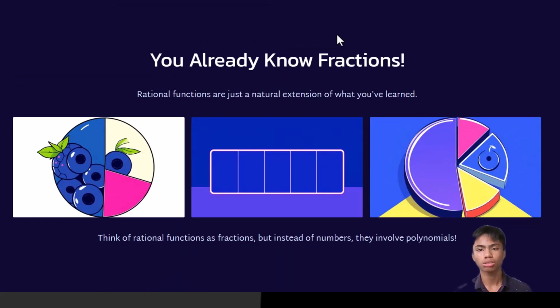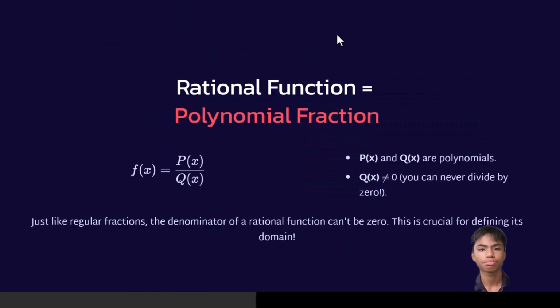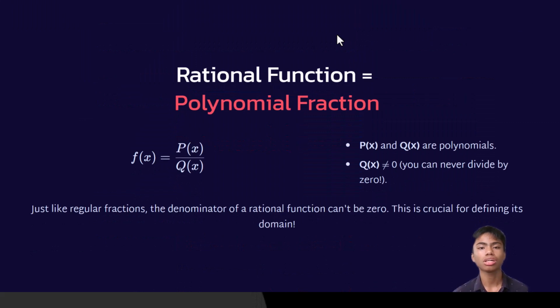You already know fractions. Rational functions are just a natural extension of what you've learned. In this slide, we can see that a rational function is just a polynomial fraction, with p(x) and q(x) being polynomials and q(x) never equal to zero. Now you may notice that every rational function has the variable f of x, or any letter. Just like regular fractions, the denominator of a rational function can't be zero. This is crucial for defining its domain.